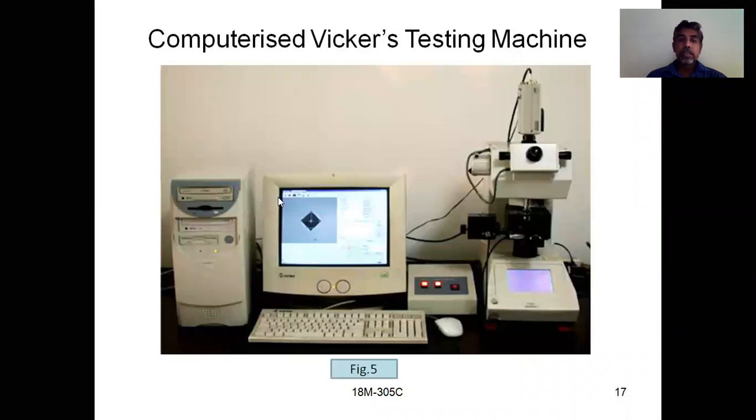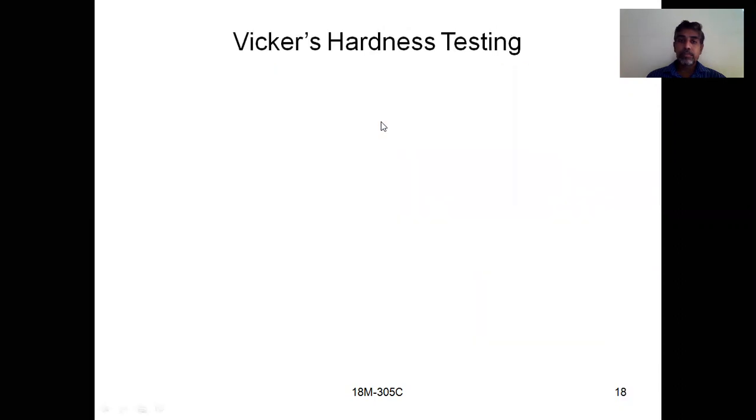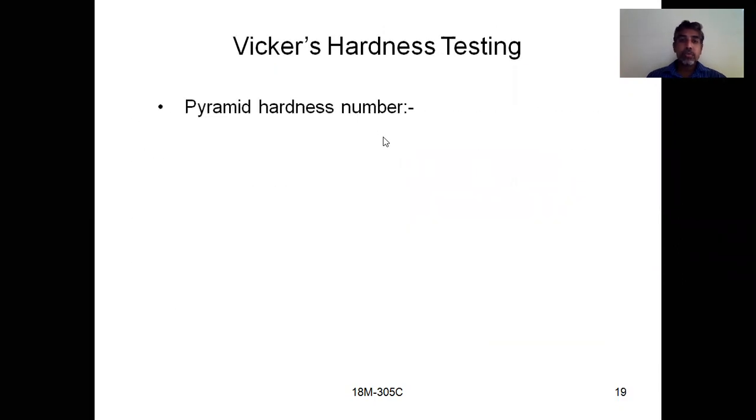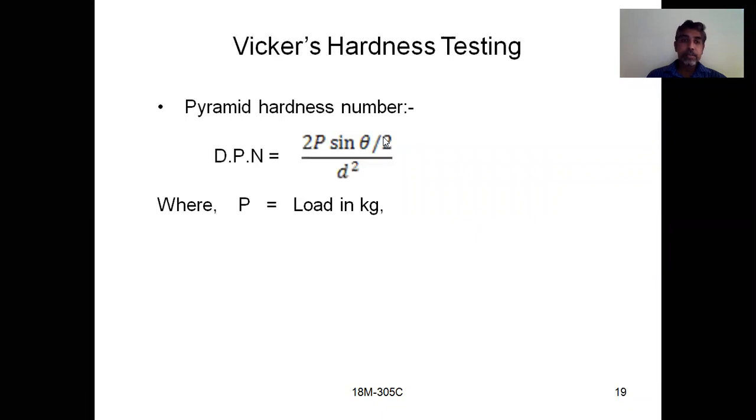This is the Vickers hardness testing machine, which is attached to the computer. Directly we can see the values here. You may have a normal one also, but this is connected to the computer. So in the Vickers hardness test, how do we find out the DPN?